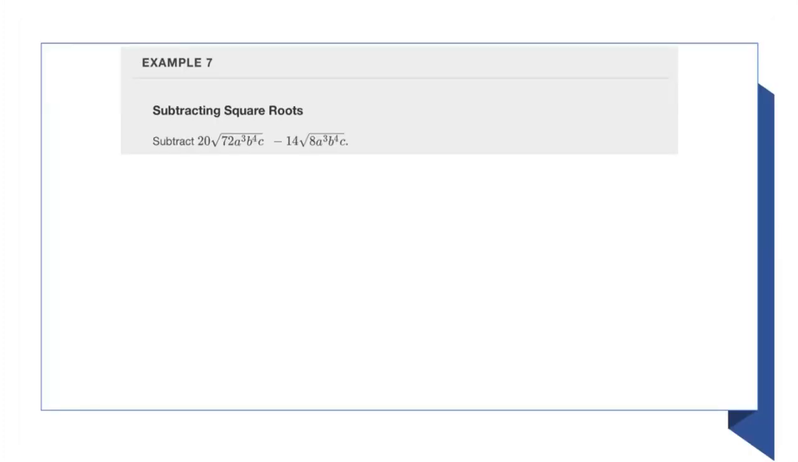Subtracting square roots, right? The same concept as addition. Basically, the main takeaway is combine like terms.